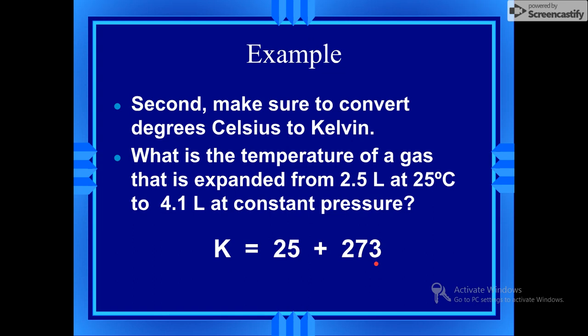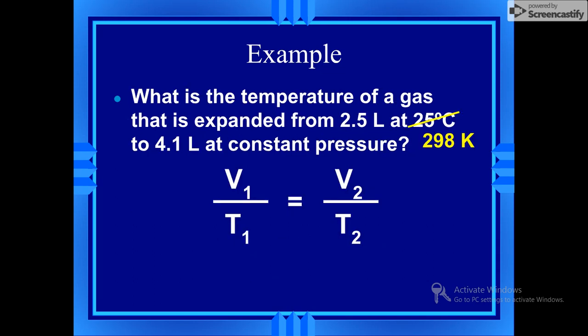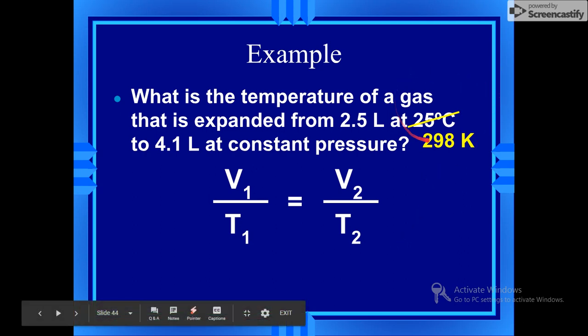So we'll take 25, because that's the degrees Celsius we had, and add 273 to it. Our initial temperature in Kelvin is 298 Kelvin. Notice you don't have to say degree, it's just Kelvin. So, using Charles' law, which is V1 over T1 equals V2 over T2, we're rewriting our equation, so now we have our Kelvin.